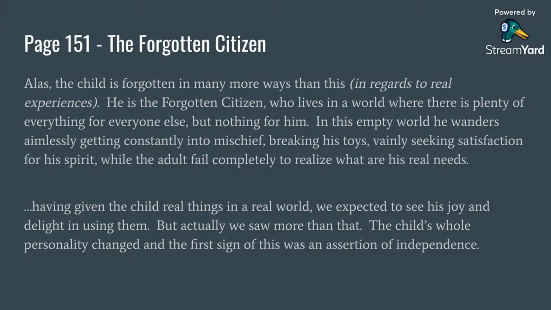On page 151, Maria Montessori starts talking about the forgotten citizen. She says, "Alas, the child is forgotten in many more ways than this." And she's talking about real experiences. She says, "He is the forgotten citizen who lives in a world where there is plenty of everything for everyone else, but nothing for him. In this empty world, he wanders aimlessly, getting constantly into mischief, breaking his toys, vainly seeking satisfaction for his spirit, while the adults fail completely to realize what are his real needs."